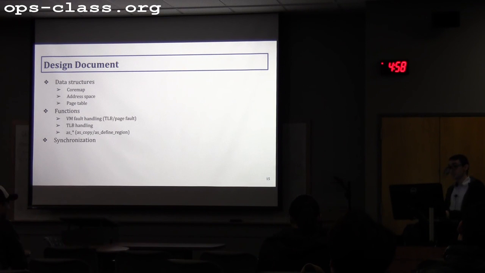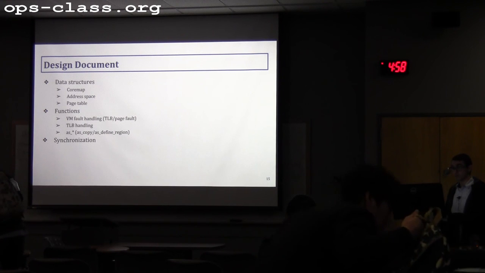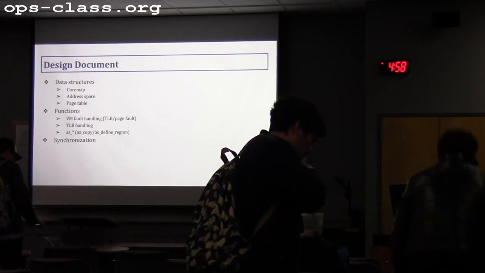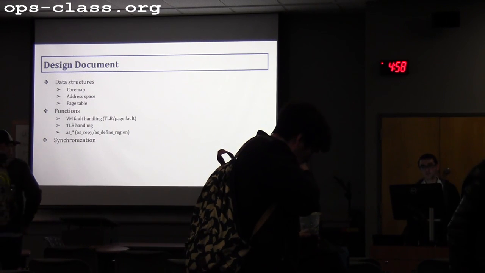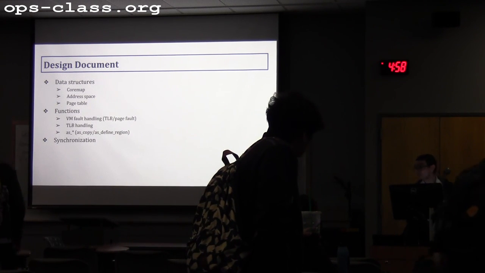Assignment 3 has a lot of dependencies, so make sure to write your design document before you start implementation. This is why in assignment 2, up until, let's say, the last 2 days, we still got questions on what a file table is and how I should allocate a file table. If you don't have a design document, you won't really be able to finish assignment 3 in its entirety. So make sure to have this in the design document: the data structures, how you're going to implement them, the core map, address space and page table, and also the functions, the VM fault and all the as_ set of functions. And then also mention the synchronization that needs to be used.